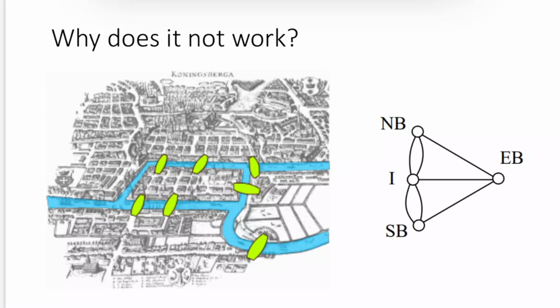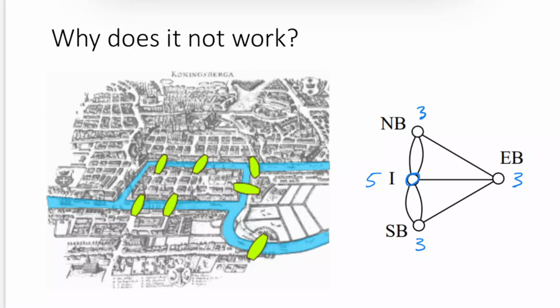So the degree of the north bank vertex would be 3, because there are 3 edges leaving it, or 3 vertices that are adjacent to it, because this vertex counts twice, since there are 2 edges that go to it. So the degree of the north bank is 3, the degree of the east bank is 3, the degree of the island is 5, and the degree of the south bank is 3. Essentially those numbers are describing how many bridges leave that landmass.